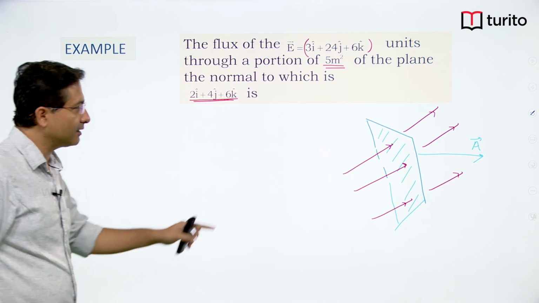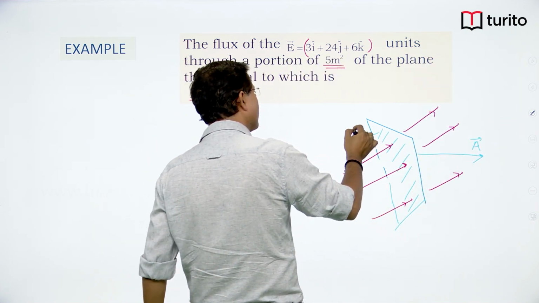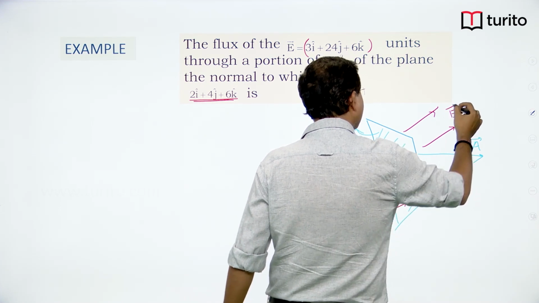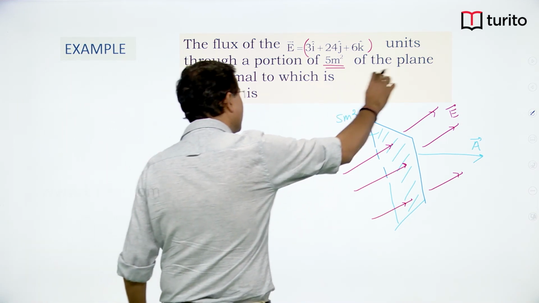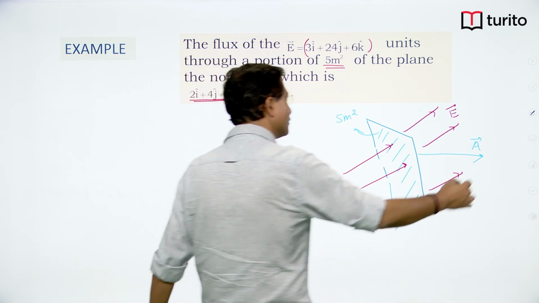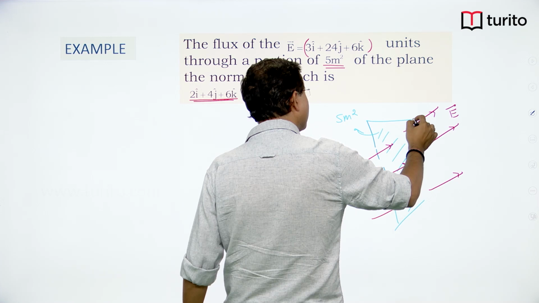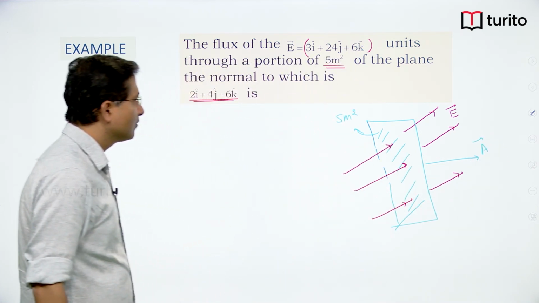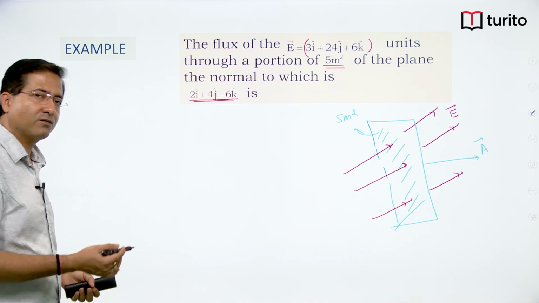So, through an imaginary area of 5 meter square, electric field is passing, where the area vector is the normal to the plane. So, the normal to the plane will give you the direction of the area vector, right. So, the area vector is in this direction. I want to find out how much flux is associated with this one.